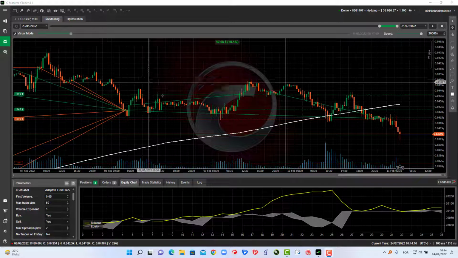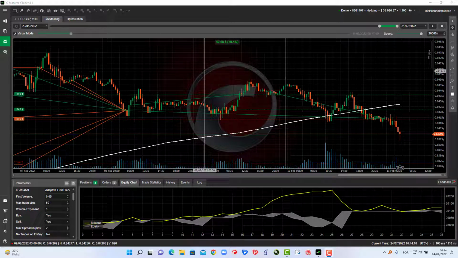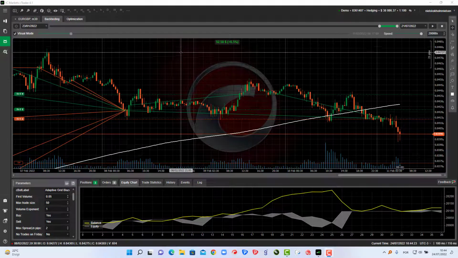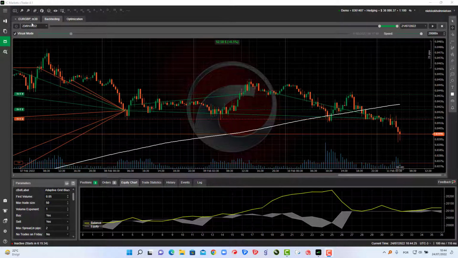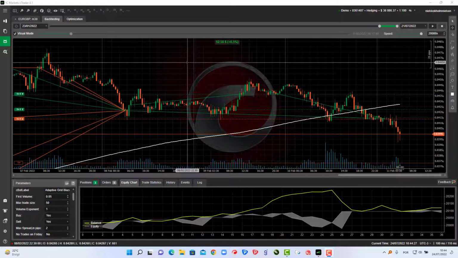In the sample today, we're on the cTrader platform, but all the information is also valid for MT4, MT5, or any other platform that you may use. We're on the euro pound on a 30-minute chart, but again, the information is generic and it can be applied on any instrument and any time frame.